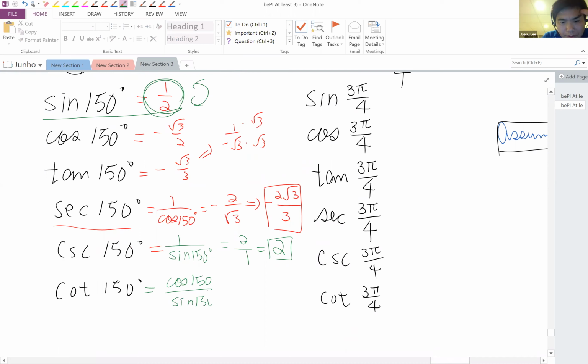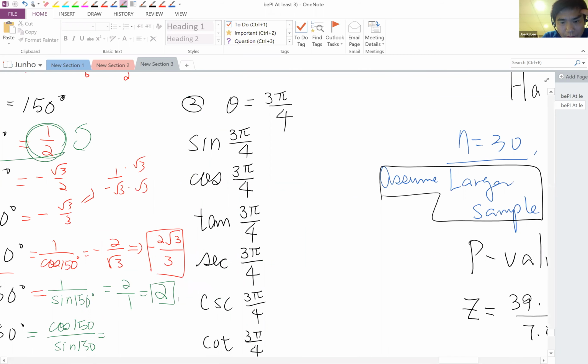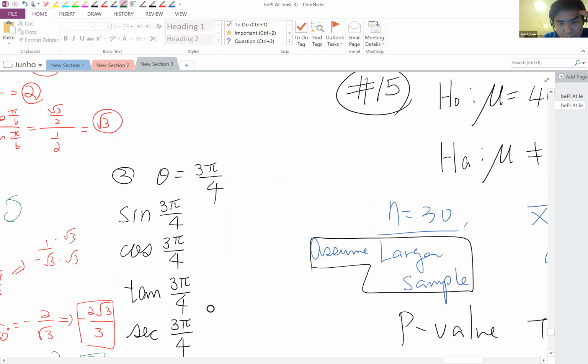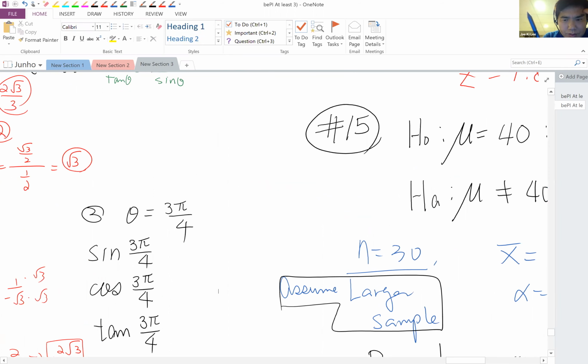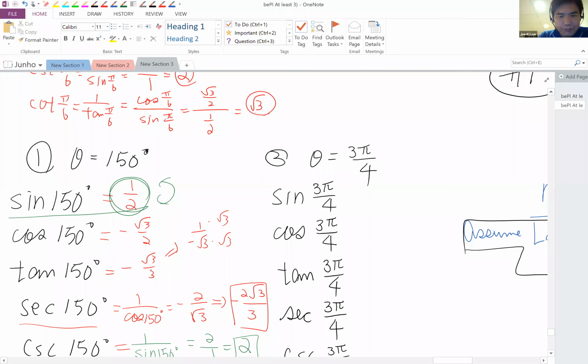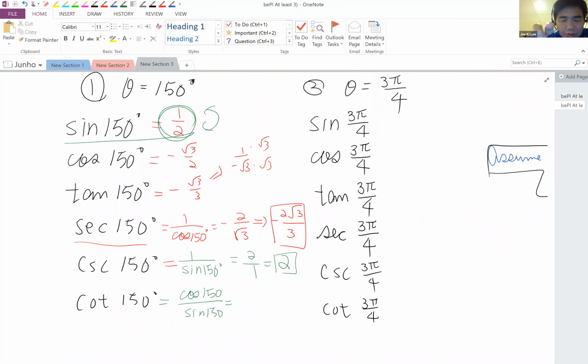So cosine is negative root 3 over 2, over sine, which is 1 over 2. Now it has the same denominator, so I'm going to cancel them out. So it becomes negative root 3 over 1, so negative root 3.